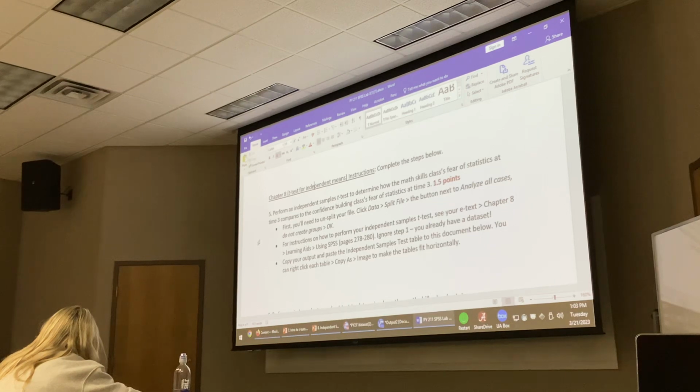statistics at time 3. So determine how the math skills class's fear of statistics at time 3 compares to the confidence building class's fear of statistics at time 3. We've measured fear of statistics at time 3 in our groups separately, and we're comparing them. You have to unsplit your file, because right now, SPSS is considering those groups entirely separately and won't let you put them in the same analysis, okay? So the first thing you have to do is unsplit your file.